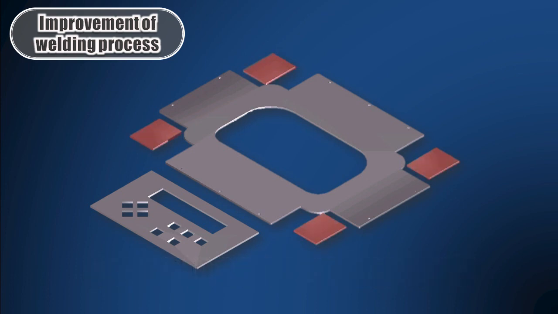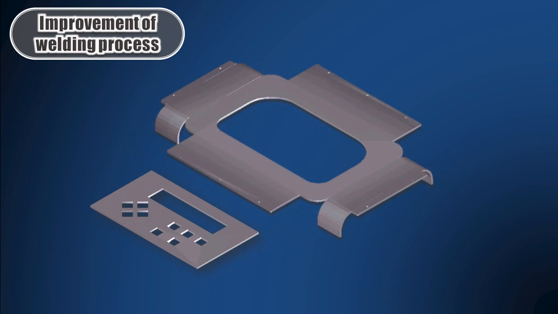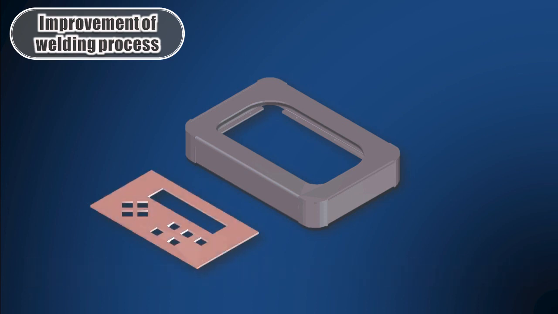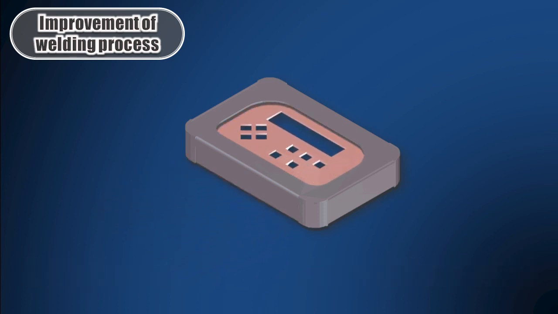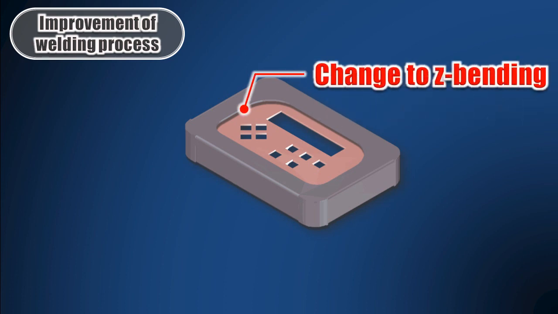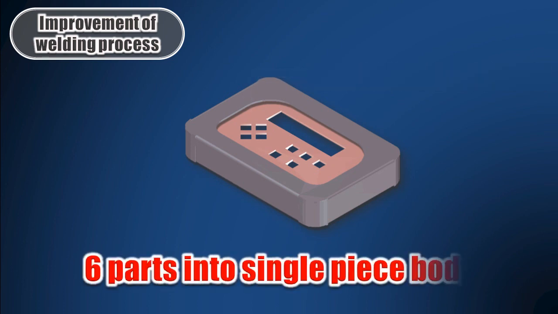First, the corner parts with the radius are combined with the sides, and the R shape will be changed to a bending process. The front section has a difference in level of about the material thickness for mounting the panel. Until now, these parts were welded together. We eliminated the welding by changing to endless Z-bend during the blanking process. Now, those 6 parts become one single piece body.